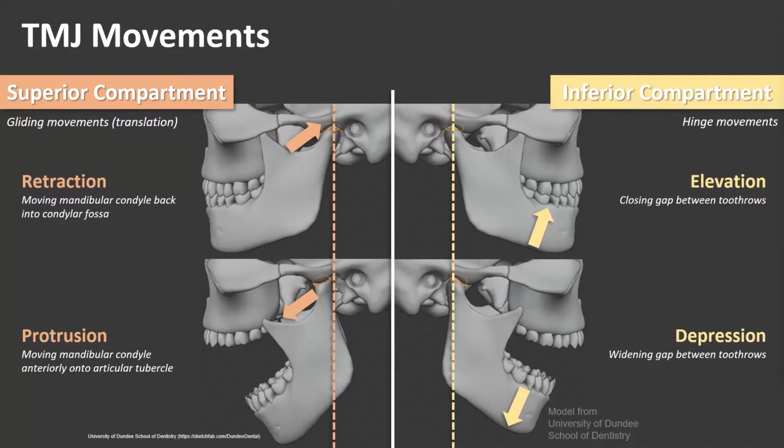The movements taking place in the inferior compartment do not involve moving out of that mandibular fossa at all. Instead, over here in the yellow, you'll notice that this line runs straight through the mandibular fossa again, and both of these have the mandibular condyle sitting right within there. So what we have here, instead of gliding movements, are hinge movements. So if you hinge down, you get depression and you open up the gap between the teeth. Hinge up and you get elevation, and that closes the gap between the teeth.